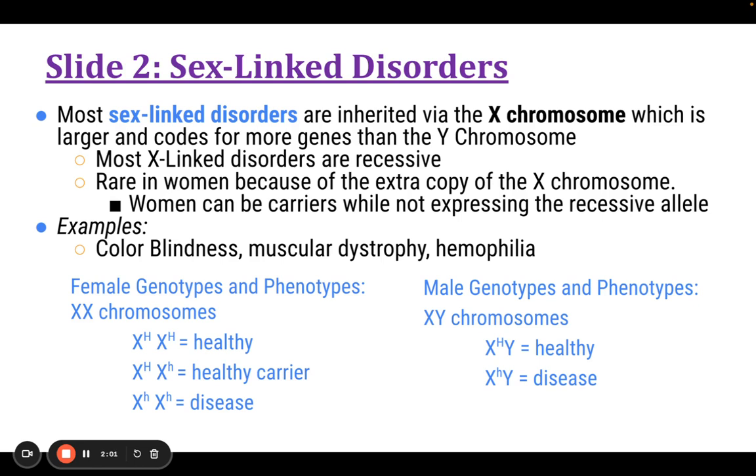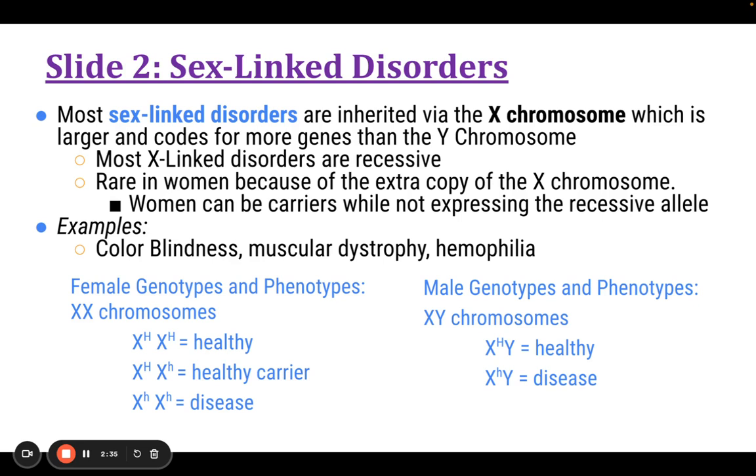If you remember, also from karyotypes, the X chromosome was significantly larger than the Y chromosome. This is because it codes for more genes than the Y chromosome. The Y chromosome largely codes for male development or male reproduction. Most X-linked disorders are recessive, which means that for the individual to express the recessive allele, they'll have to have only the recessive alleles in their genotype.